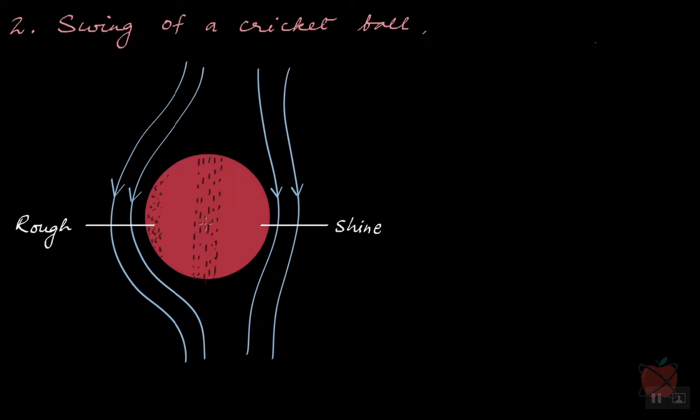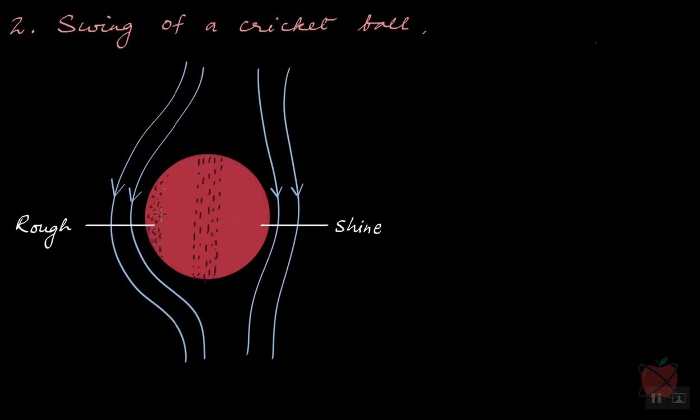Now, one thing you have seen is that when a bowler is about to bowl, he uses a towel and he cleans the cricket ball nicely. He cleans the cricket ball nicely. Have you ever seen that or not? He cleans it nicely. He rubs it nicely. He makes only one part of the ball shiny, whereas the other part of the ball is made rough.